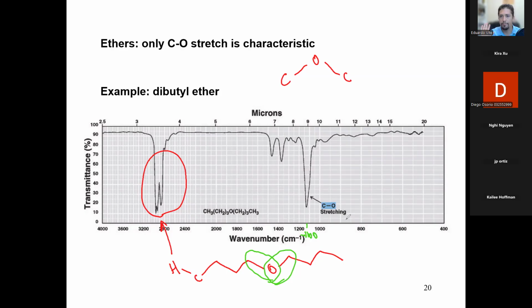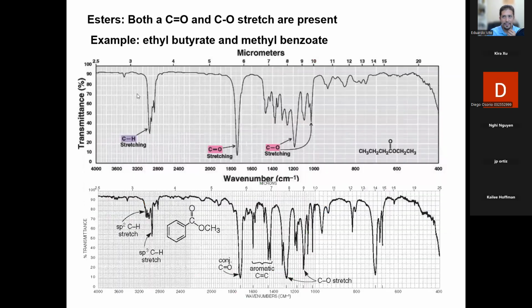Nothing else. Because what else is there? What about those two peaks at 1400? I don't know, that could be some sort of bending or wagging. The characteristic carbon-oxygen stretch is right here. Strong peak at 1100. So any questions about that one? Okay. Clear drawings. Move on to the next one.